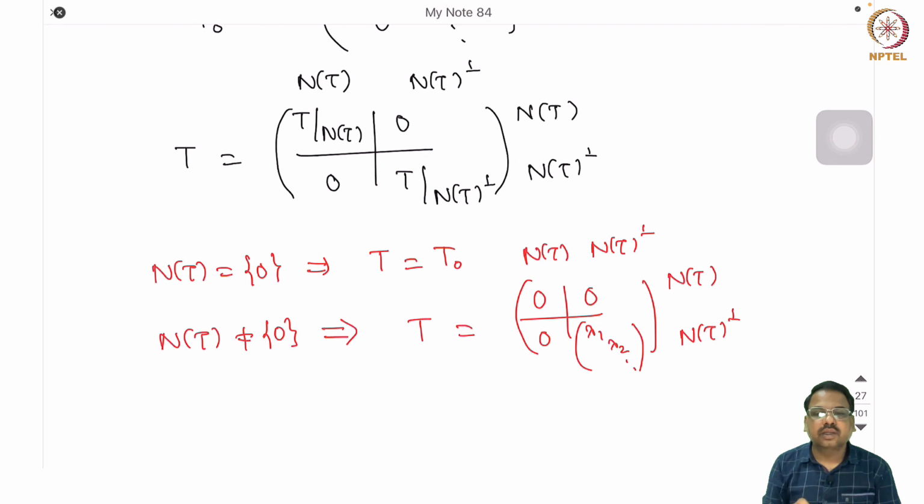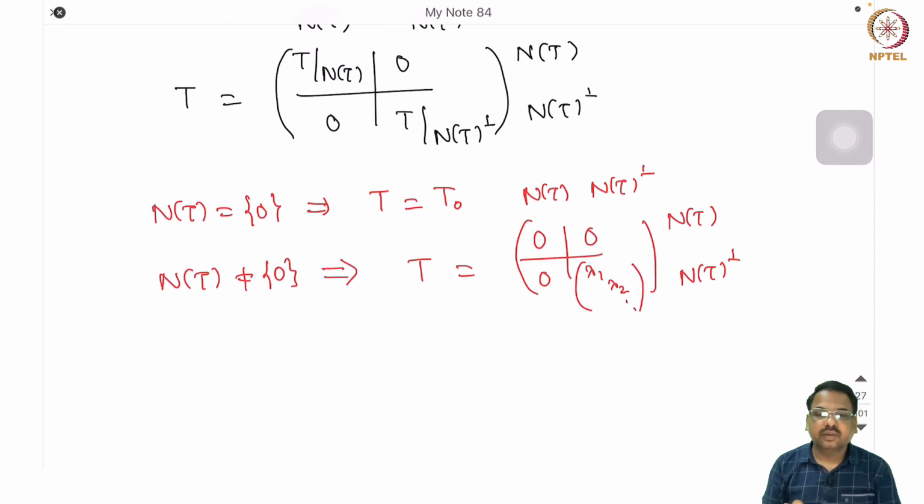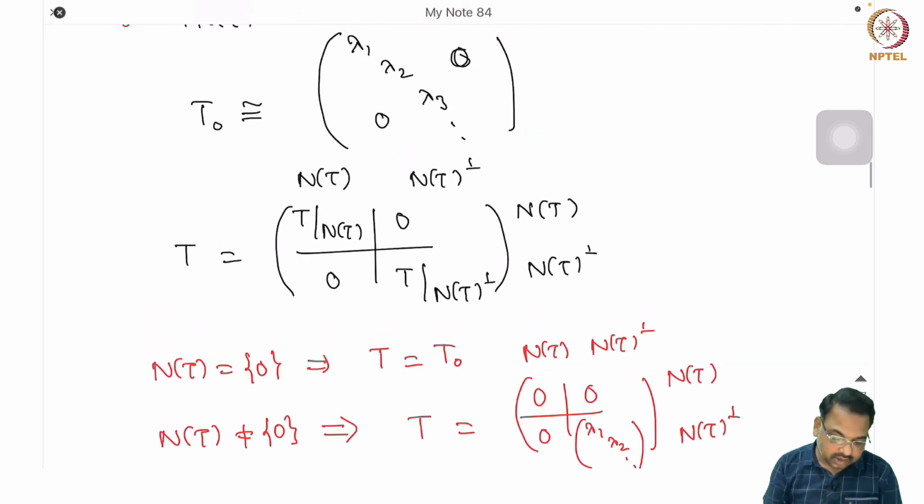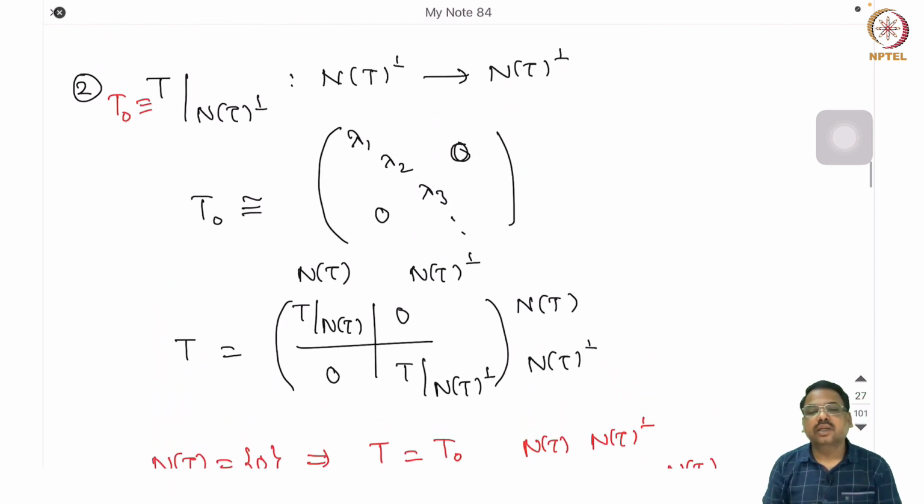In fact, T is an infinite diagonal matrix with diagonal entries 0, 0, 0, then lambda_1, lambda_2, lambda_3, and so on. The number of zeros depends on the dimension of the null space of T. So if the dimension of the null space of T is infinite, we will get the first block to be a zero operator whose domain and codomain are infinite dimensional. That means we get infinitely many zeros, otherwise we get finitely many zeros. So the conclusion is that T is represented by a diagonal matrix whose diagonal entries are given in this way.